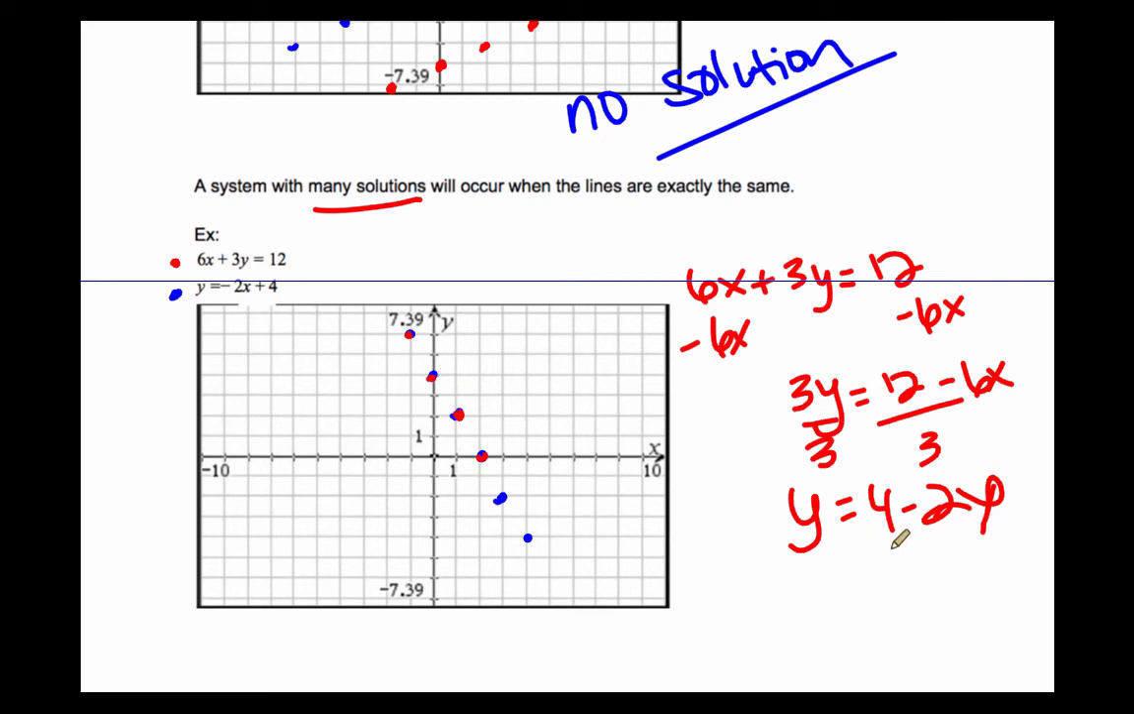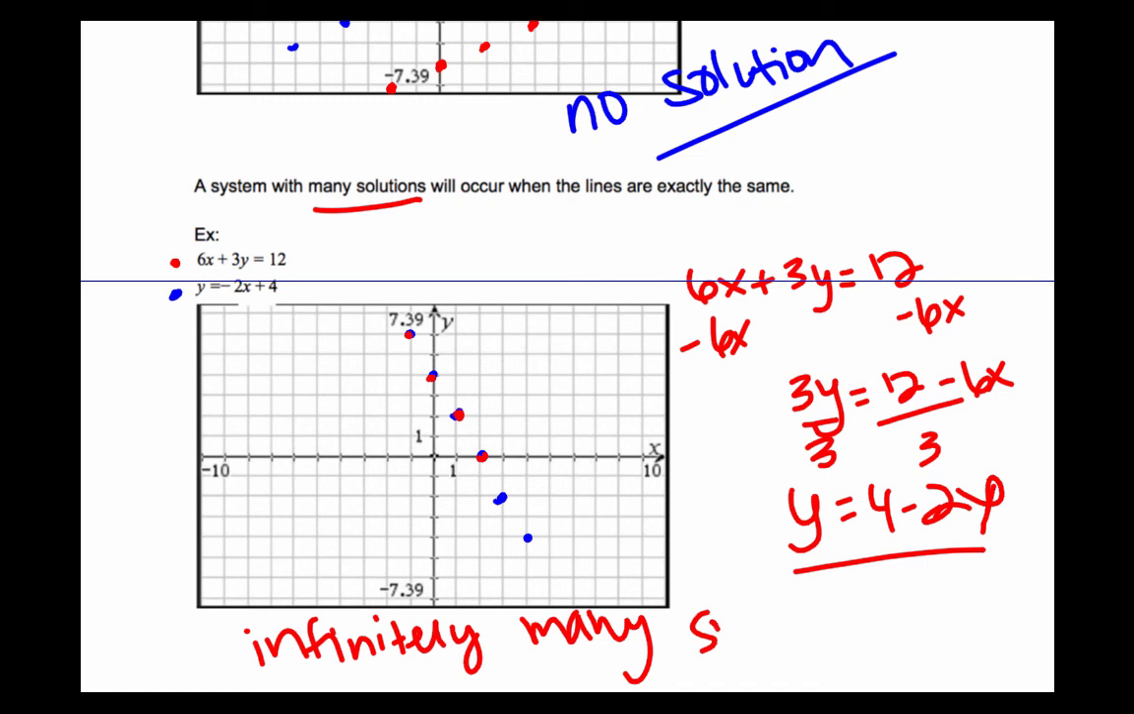Now, if I would have given you this and this, it probably would have been really obvious, but I didn't. Notice that this equation was in standard form. That's how it's going to happen most of the time, is that one of them or both of them may be in standard form, and you have to make sure you put them in slope-intercept to see what they're going to look like on the graph. Okay, so the answer here is infinitely many solutions.